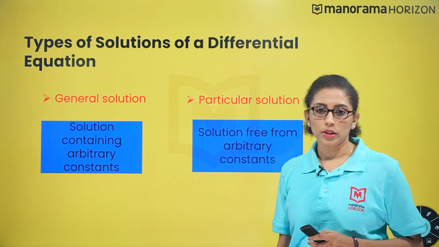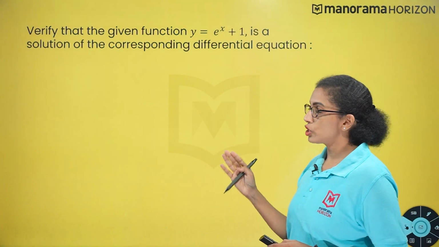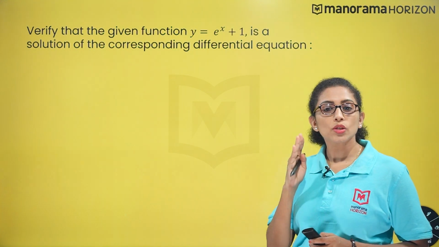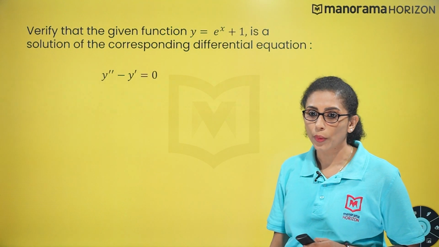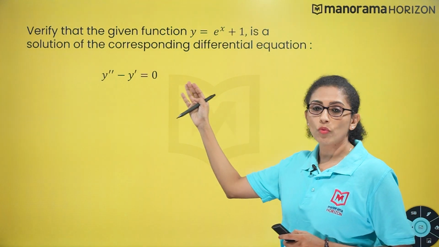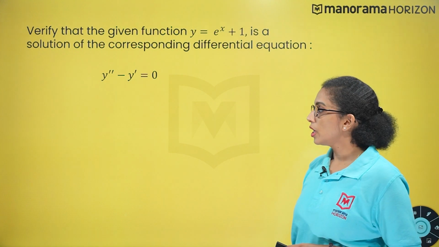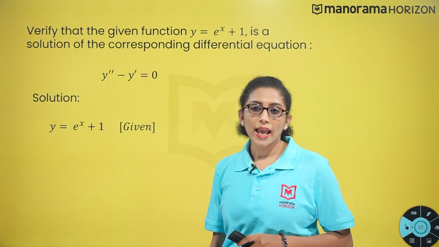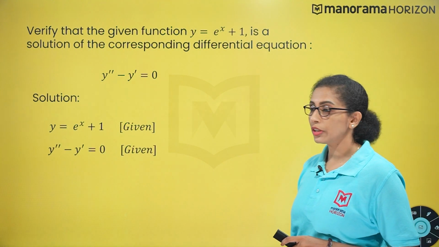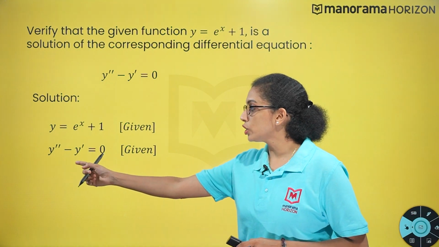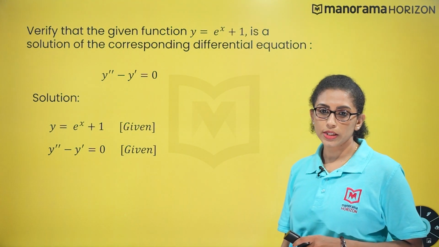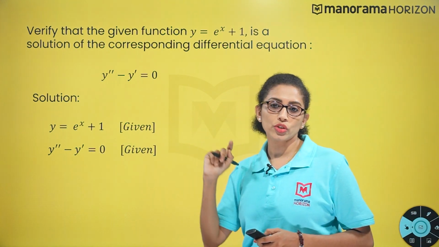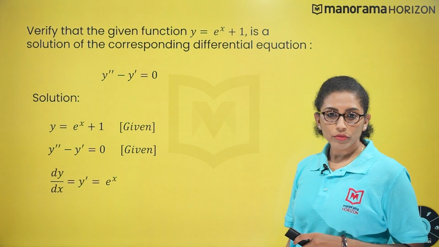Let's discuss one problem. Verify that the given function y is equal to e raised to x plus 1 is a solution of the corresponding differential equation y2 dash minus y dash is equal to 0. Let's see the solution. Given y is equal to e raised to x plus 1. Now, what is the differential equation? The differential equation is y2 dash minus y dash is equal to 0. So, we need to find the second order derivative and the first order derivative. So, we'll find them one by one.